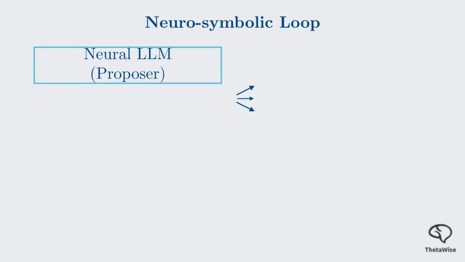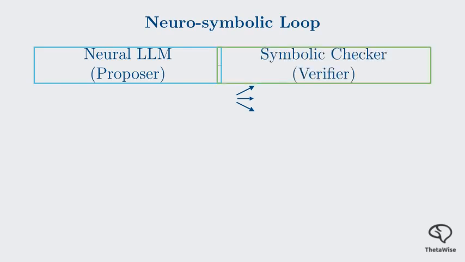To solve this, researchers are developing neurosymbolic loops. In this system, the large language model acts as the proposer. It suggests a solution or a step in a proof. Then, a symbolic engine, a hard-coded logic checker, verifies that proposal against formal rules. If the logic checker finds an error, it sends the feedback back to the large language model to try again. This creates grounded truth. It combines the creative flexibility of neural networks with the rigorous certainty of mathematical logic.